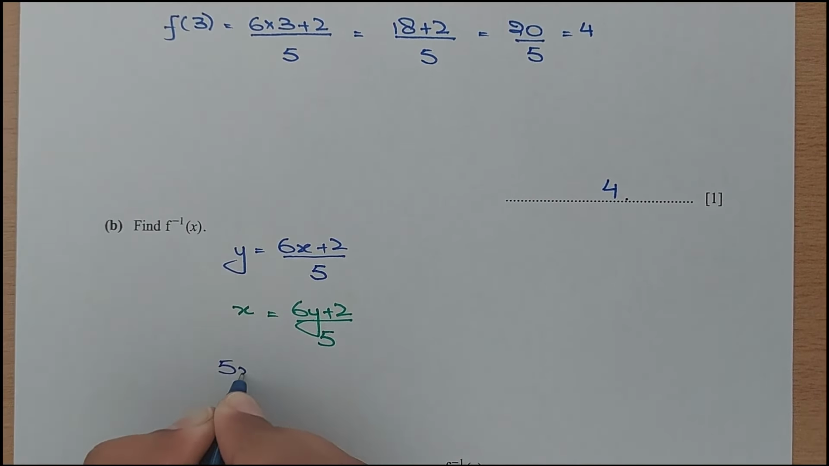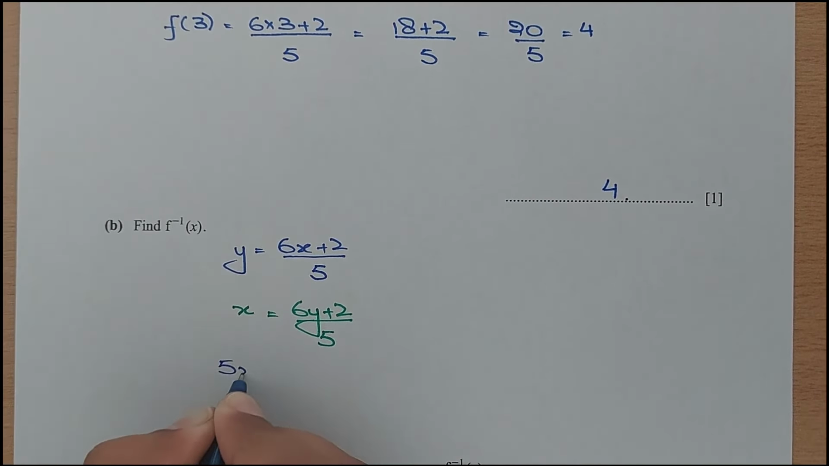When we're solving for y, we have 5x minus 2 equals 6y, and the value for y equals 5x minus 2 divided by 6. That new value for y is f inverse of x: 5x minus 2 divided by 6.